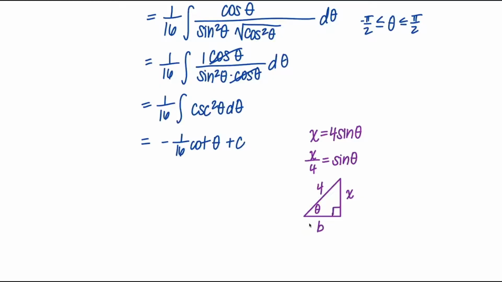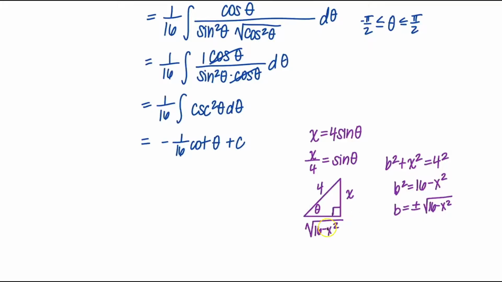Let's call that side length b for a moment. Then we know b squared plus x squared must be equal to 4 squared. So b squared is equal to 16 minus x squared, or b is equal to plus or minus the square root of 16 minus x squared. Don't do something crazy like take the square root of each piece. This is just the square root of 16 minus x squared, and we're going to take the positive version for this side length here, because we know theta has our restriction.